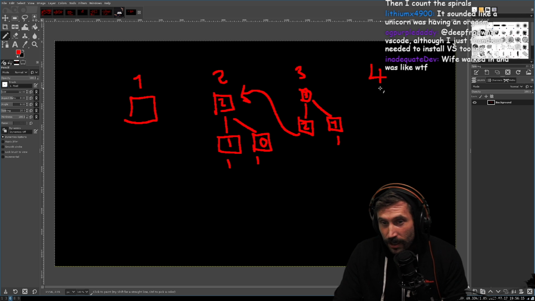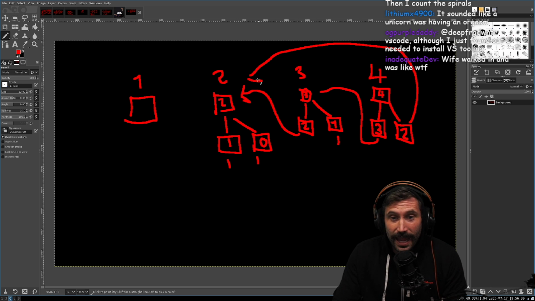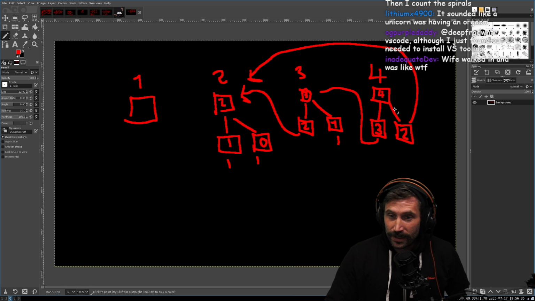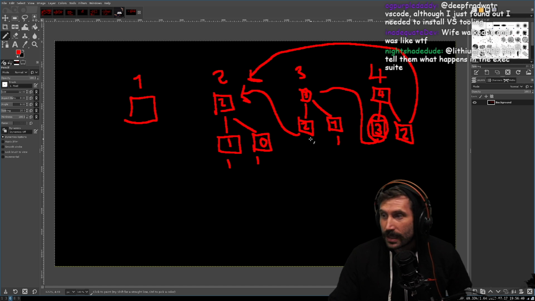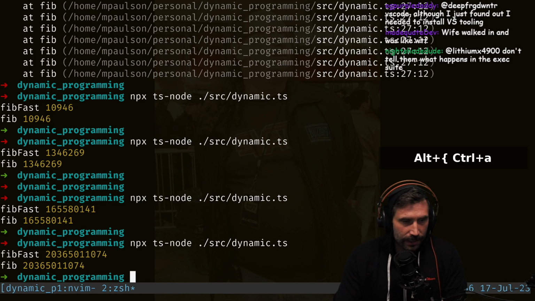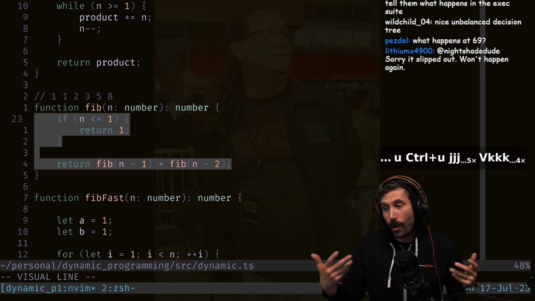So at 4, what happens here? Well, you do 3 and you do 2. Notice that 3 does this, 2 does that. Look at the repetitive nature of this. That means we recalculate 3 here, which recalculates 2, which we're calculating here, which 2 calculates what? It goes really, really badly, right? So recursive solutions can feel really simple to do, but they're not always that great.